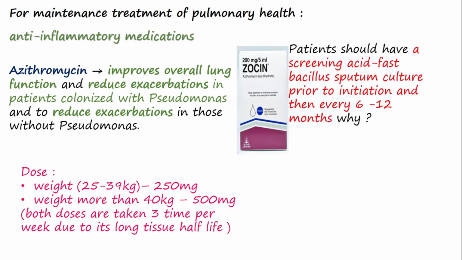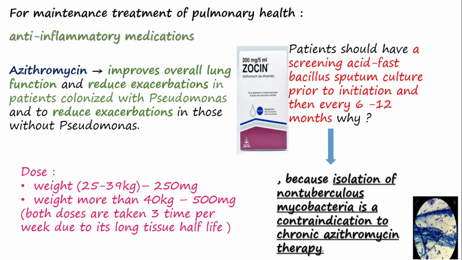It's very important to know that patients should have a screening acid-fast bacillus sputum culture prior to initiation and then every 6 to 12 months while taking azithromycin. That's because isolation of non-tuberculosis mycobacteria is a contraindication to chronic azithromycin therapy. Some studies show that azithromycin at a concentration achievable during a therapeutic dose can block the intracellular killing of mycobacteria within macrophages and lead to chronic non-tuberculosis mycobacteria infection in a mouse model. So when non-tuberculosis mycobacteria are isolated in the patient, you should stop azithromycin immediately.